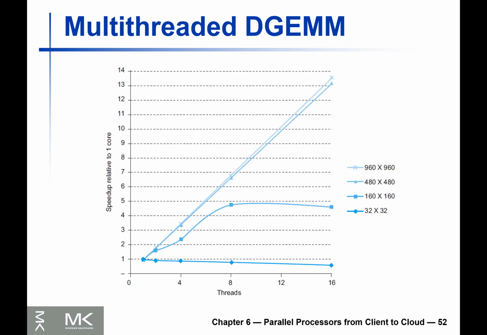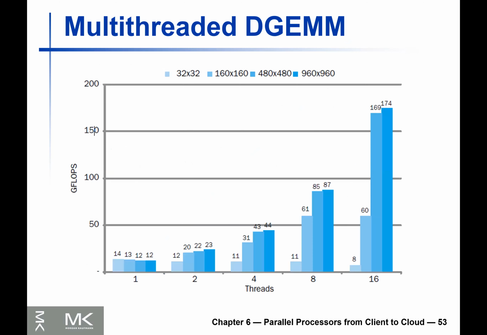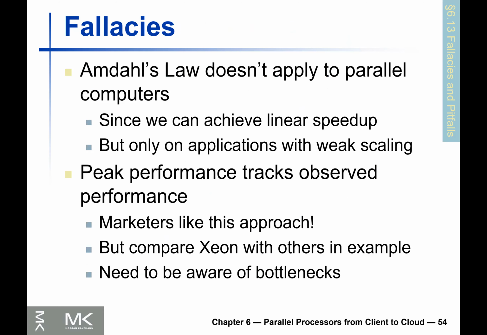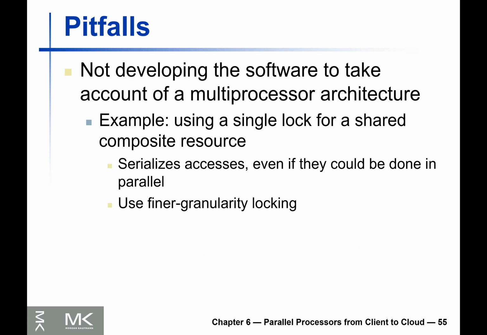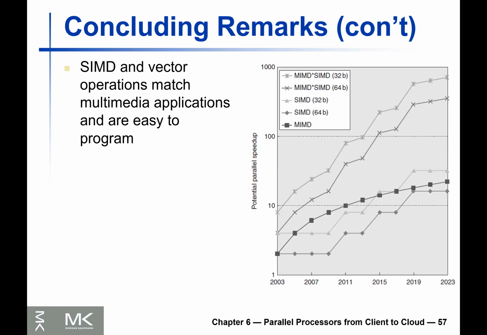Okay, multi threading. Here they were showing us some fallacies and pitfalls: it doesn't apply to parallel computers since we can achieve linear speed up but only on applications with weak scaling. In the end, peak performance tracks observed performance. Marketers like this approach but compare them with others in examples. Okay, and I almost finished this part. Okay, let me go to the conclusion.